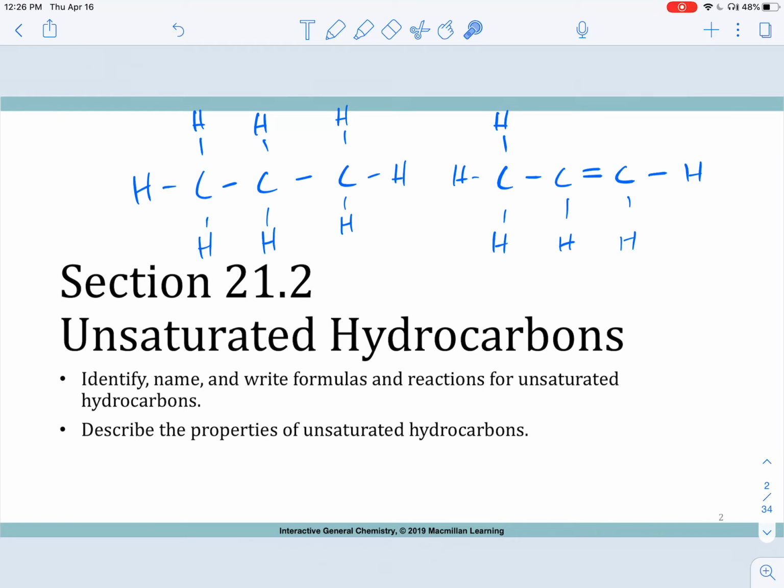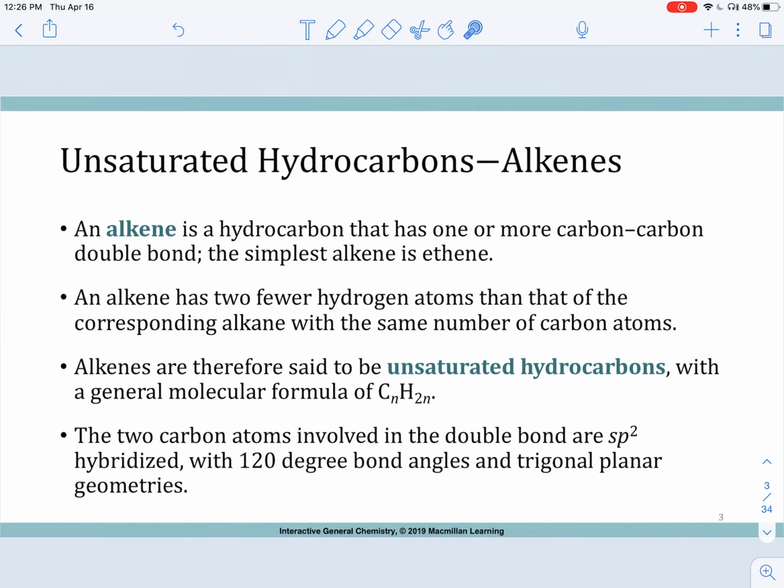So saturated versus unsaturated. If there's any double bond or triple bond in a carbon chain, we call that an unsaturated hydrocarbon, regardless of the number. So any amount of bonds that are double or triple, we call this an unsaturated carbon.